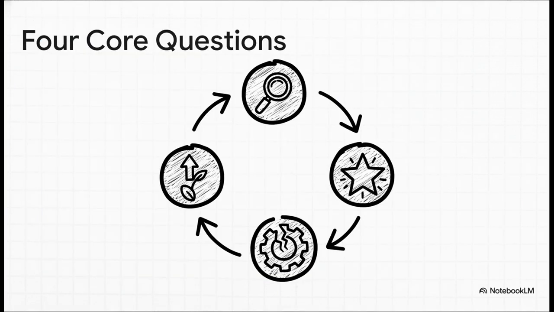Now, to actually pull this off, every solid reflection absolutely has to answer 4 core questions. Number 1, what happened? Just the objective facts. Number 2, what worked well? You've got to celebrate those wins. Number 3, what didn't work? This is where you need to be brutally honest with yourself. And number 4, what will you improve? This right here is the magic step, turning your observation into action. If you answer these 4 questions, you've just created a complete closed loop of professional feedback.